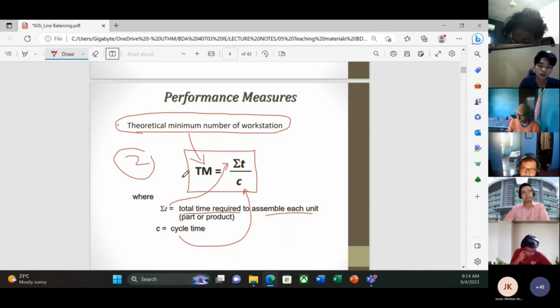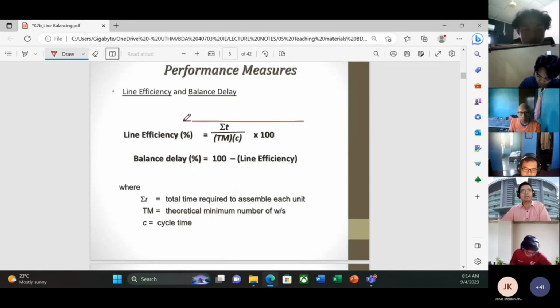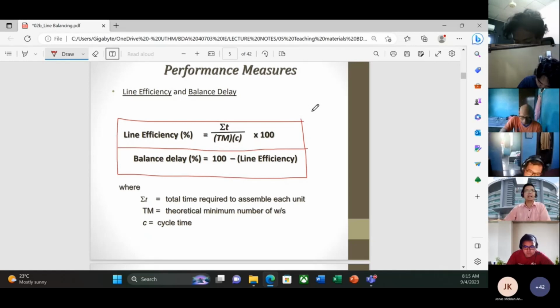Just copy down simple things. Number 3: how to calculate the line efficiency and balance delay. There are two formulas here: the first is line efficiency and the second is balance delay. How do we calculate the line efficiency in percentage? It equals sum of T, the total time required, divided by TM times C, and you need to multiply by 100. So sum of T, the total time required, divided by the theoretical minimum number of stations times the cycle time, and you multiply by 100. Why 100? We want to get the value in percentage.